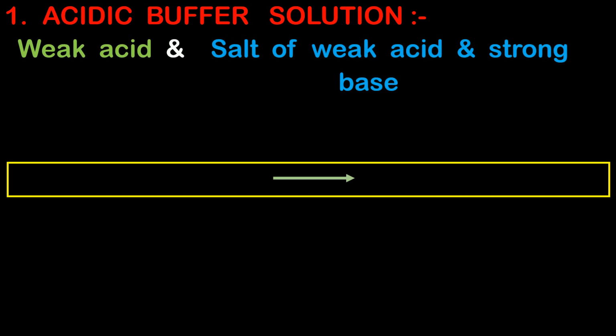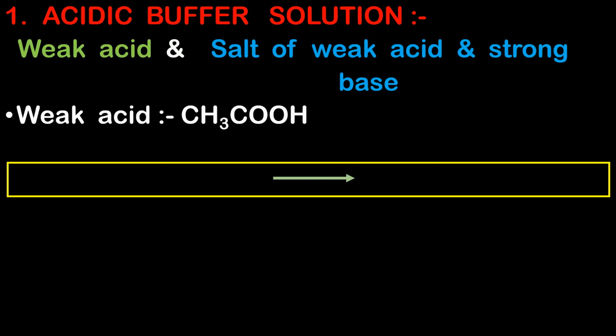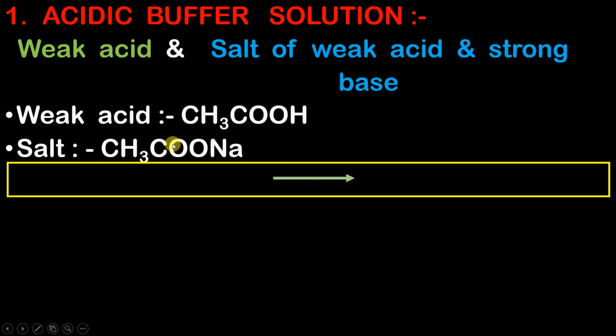So let's say our weak acid, for example, we are taking an example, you can take any weak acid. For example, let's say our weak acid is CH3COOH, which is nothing but acetic acid. So for example, we are taking weak acid as CH3COOH and its salt, which is CH3COONa, which is nothing but sodium acetate.